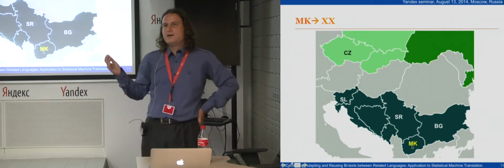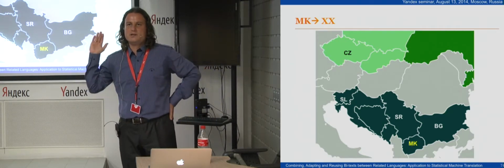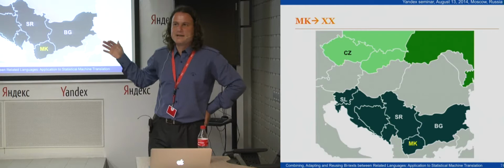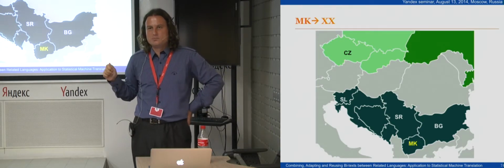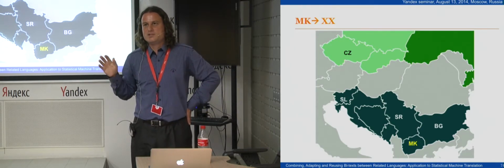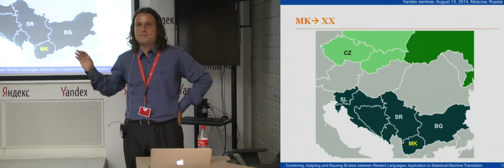By the way, in Bulgaria, the Bulgarian government and the official policy of Bulgaria is to believe that Macedonian is just a dialect of Bulgarian. It's not a separate language and so on.